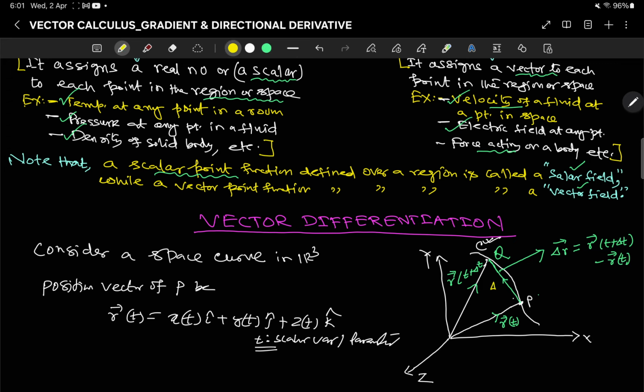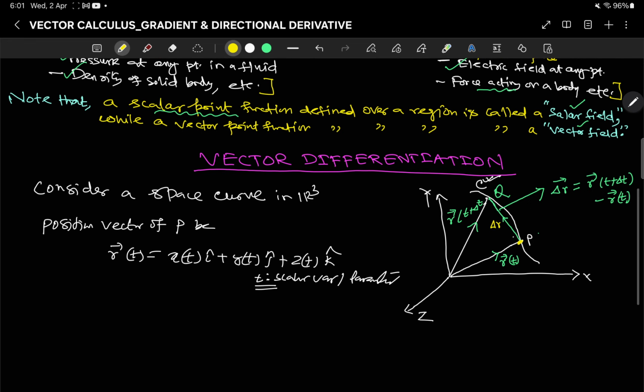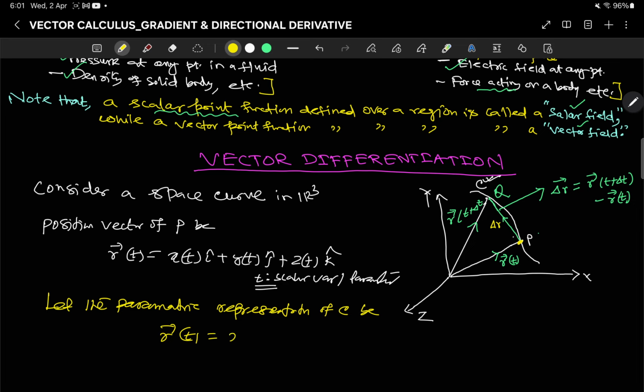So this is del R. Now this P creates the curve C as t changes. Let the parametric representation of C be r(t) = x(t)i + y(t)j + z(t)k.